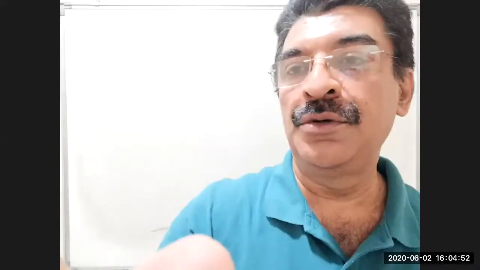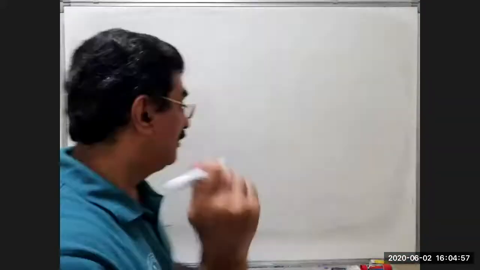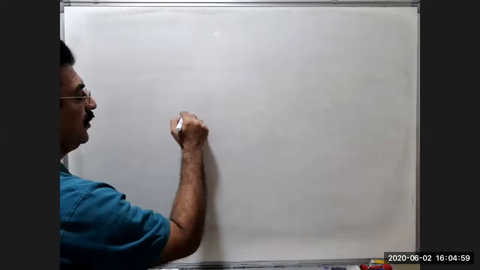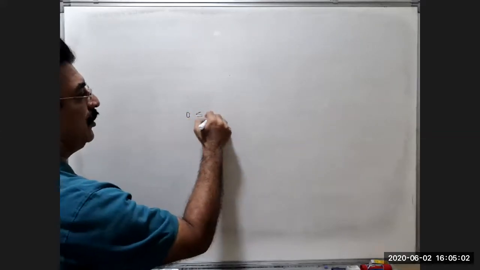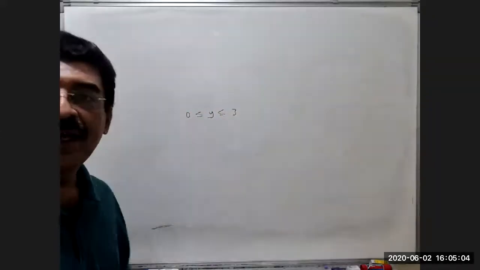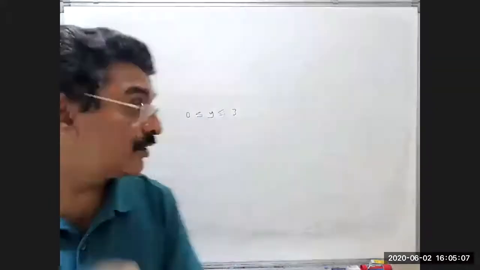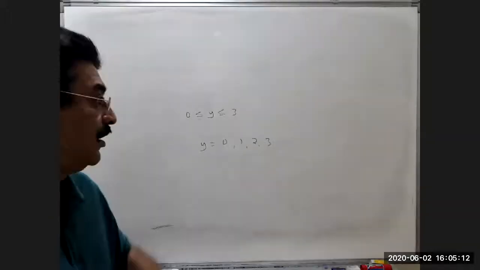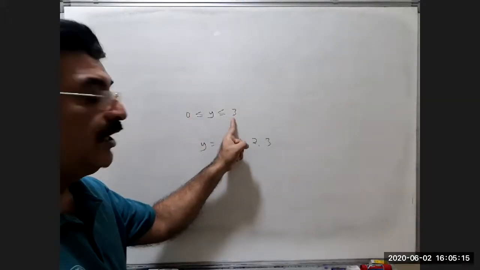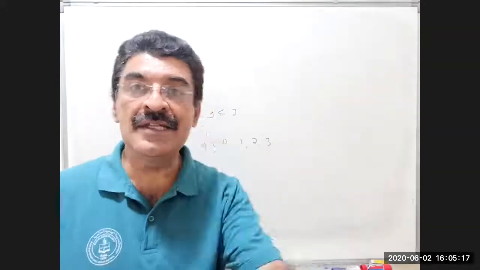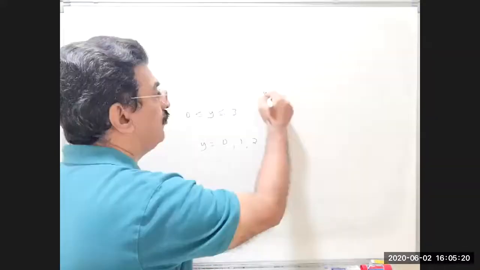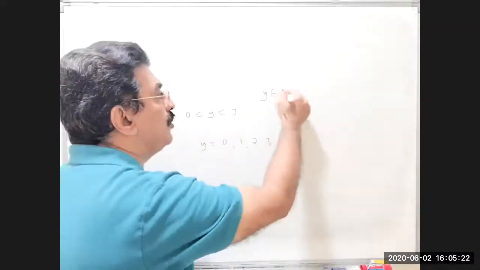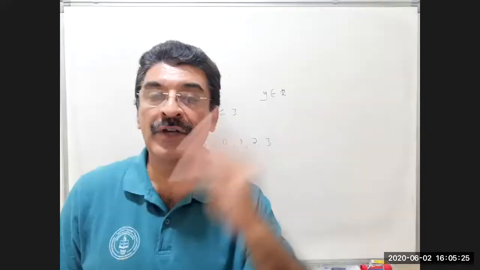One of you asked the doubt, should the range be 0, 1, 2, 3? No. Remember we wrote 0 less than or equal to y less than 3. Here, the numbers are not just 0, 1. If y is an integer, it is correct. But here, y belongs to the real numbers because we cannot specify all real numbers.